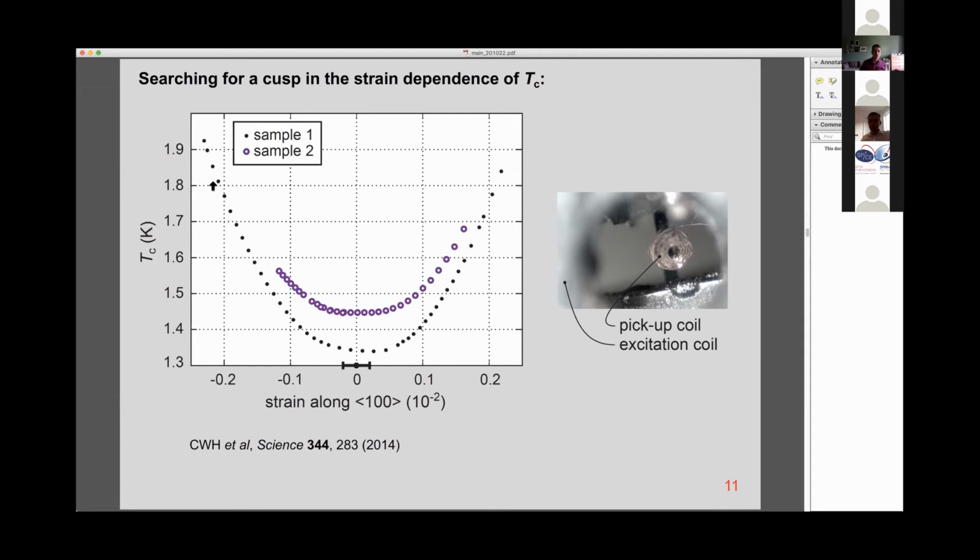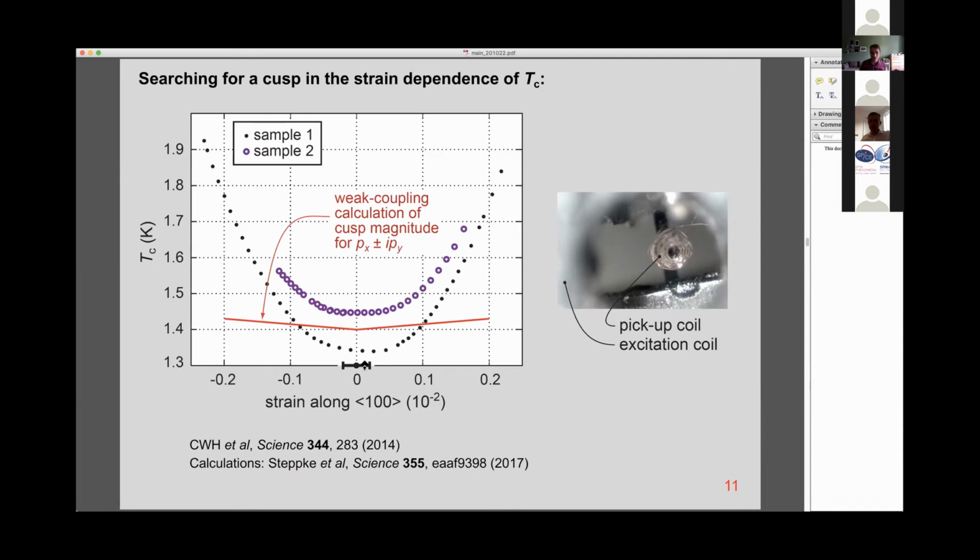So here's Tc versus strain for two samples. In both cases, we see that whether we compress the sample or tension the sample, Tc indeed increases. So as soon as we lift the tetragonal symmetry of the lattice, Tc increases. However, the form of the dependence on strain is U-shaped rather than this cusp-like form that we hypothesized for chiral superconductivity.